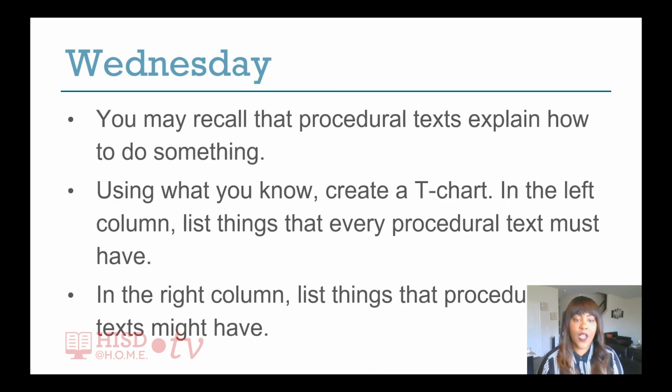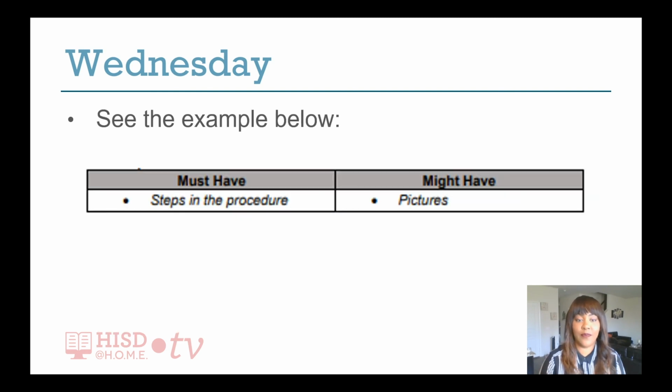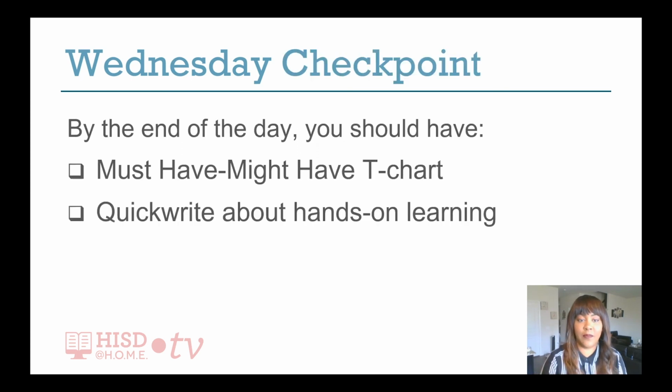You may recall that procedural texts explain how to do something. So using what you already know, we want you to create a T-chart. In the left column, list the things that every procedural text must have, and in the right column, list the things that the procedural text might have. It can look something like this: must-haves on the left, might-haves on the right. So by the end of the day on Wednesday, you should have a must-have, might-have T-chart, a quick write about hands-on learning.